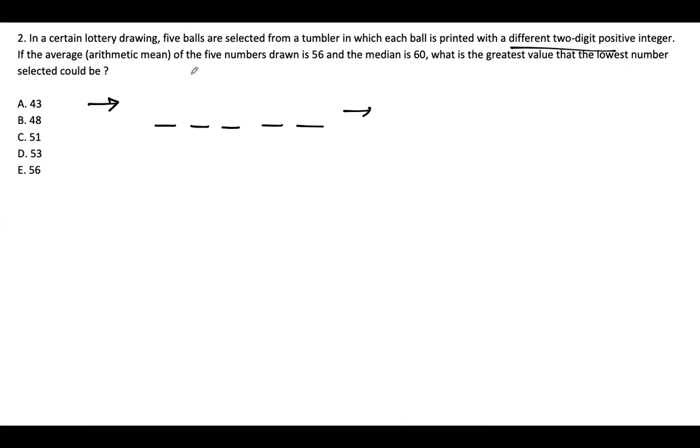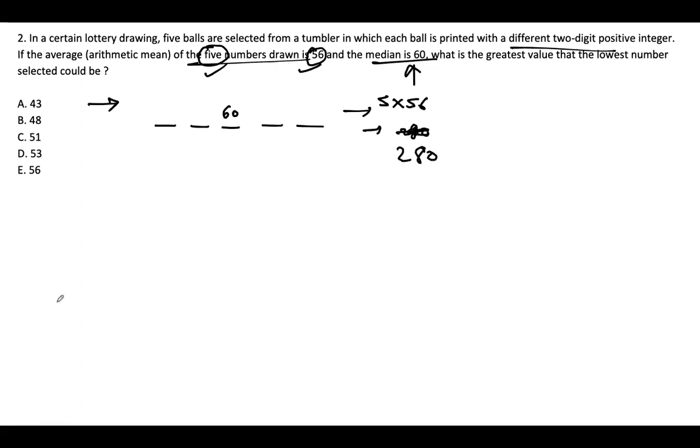If the average arithmetic mean of the 5 numbers drawn is 56, what is the sum of these numbers? 5 numbers having average 56. 5 into 56, which is 5 into 50, 250, plus 5 into 6, 30, which is 280. Okay. And the median is 60. Median is the middle value? Third.